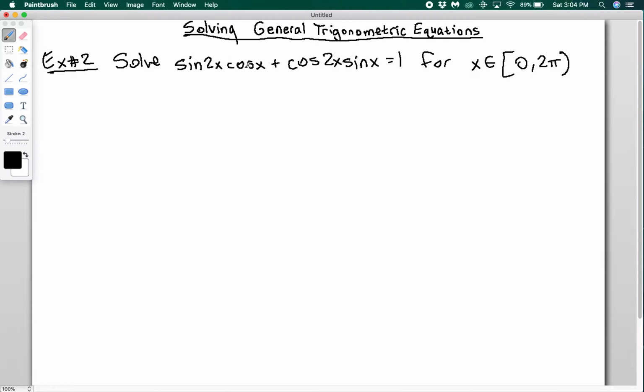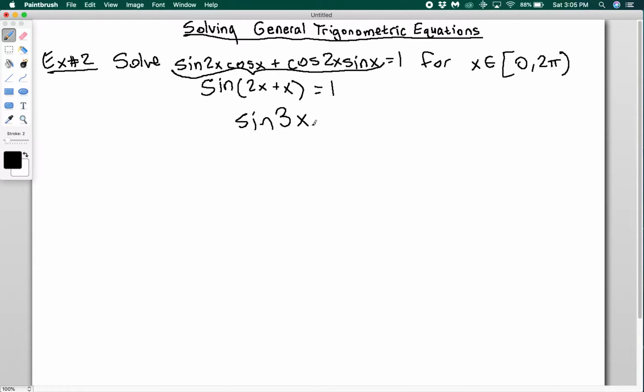If I look at this and I want to solve it, if I just try to do this by itself, there's no way I can solve this equation. But what I can do is say, hey, this actually looks like the sum identity. I could write this as sine of 2x plus x, because I know that identity. I can rewrite this whole side of the equation as one simple function, and this will be equal to 1.